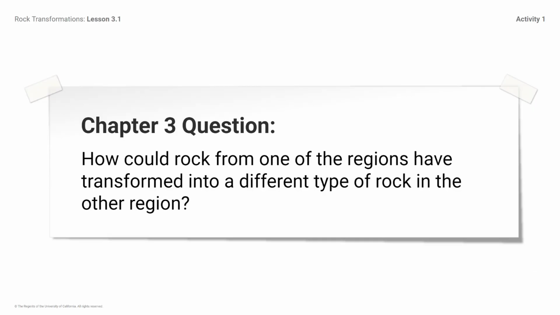Chapter 3 question. How could rock from one of the regions have transformed into a different type of rock in the other region? To determine how the rock transformed, we need to understand how rock can move after it is formed.